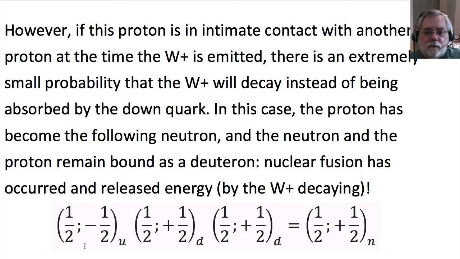So here is the original up quark, here is the original down quark, but the middle up quark changed to a down quark of spin 1/2. The W particle went away and it decayed, and we're not showing it in this line. But this is an up, down, down, so it's a neutron. And the sum of the z components of spin is minus 1/2 plus 1/2 plus 1/2 is plus 1/2. So this is a perfectly fine description of the neutron that the proton turned into.